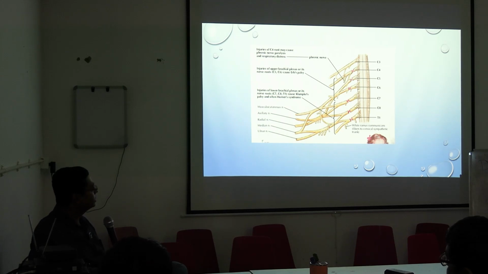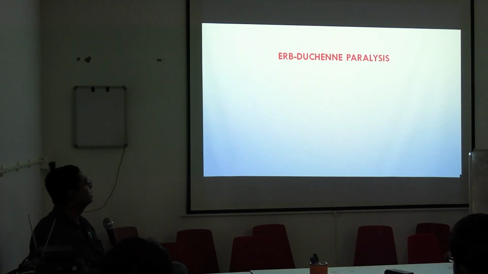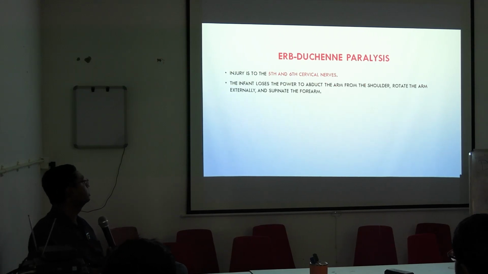In Klumpke's palsy, the root values are C7, C8 and T1. This T1 gives one communication fiber to the cervical sympathetic plexus. এটা মনে রাখবি, তারপরে আসছি। So first is the Erb's palsy. It is due to the C5 and C6 cervical nerves. C4 can also be involved.